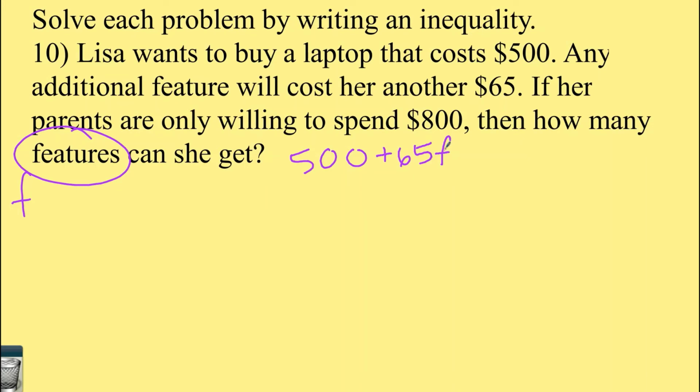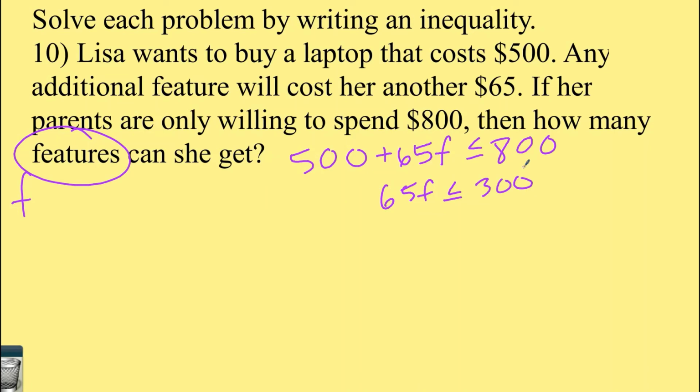Okay, then we can set it not equal to, because think about it. Her parents are only willing to spend $800. But if you came to your parents and said, I found a laptop for $400, do you think they would say, no, you can't get that? Certainly not. My parents would love a deal. So they can spend $800 or less. Okay? So then we can just solve it from here. So 65F is less than or equal to 300.